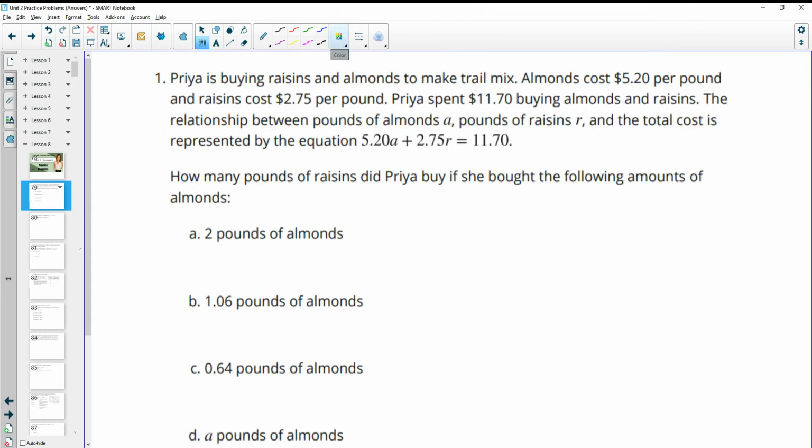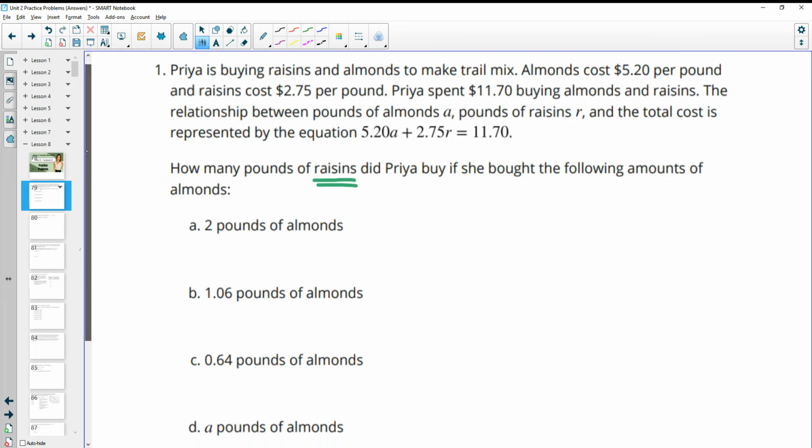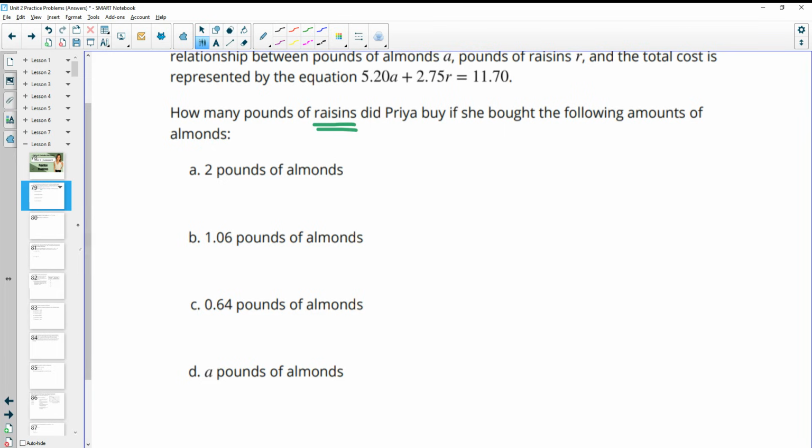So what we want to do is figure out how many pounds of raisins Priya bought if she bought the following amounts of almonds. You've got multiple different ways you can tackle this. If you wanted to do it like an algebra equation, you could plug it in here and solve, which I'll show in a minute.